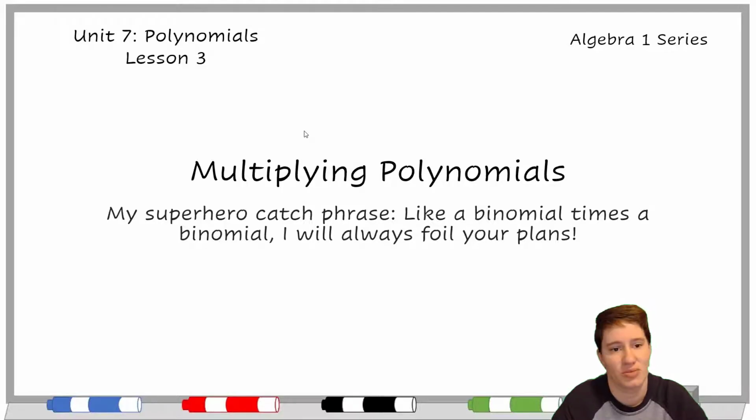This is for Algebra 1. We are moving right along with polynomials to our third lesson in this unit, and this is on multiplying polynomials. And my little one-liner down here that's supposed to be funny is going to make more sense later on. So I'll bring it back later. But the important thing, I guess, is that we're going to talk about FOIL today.